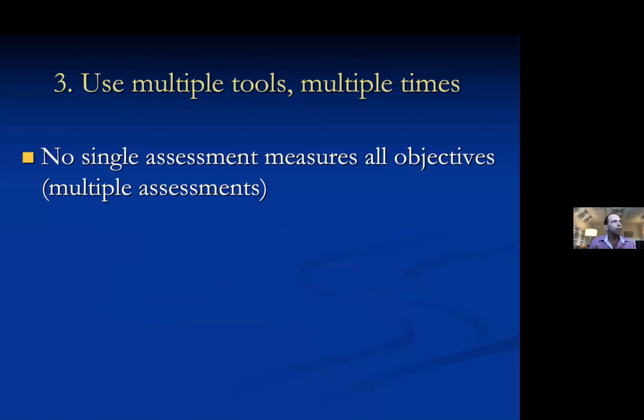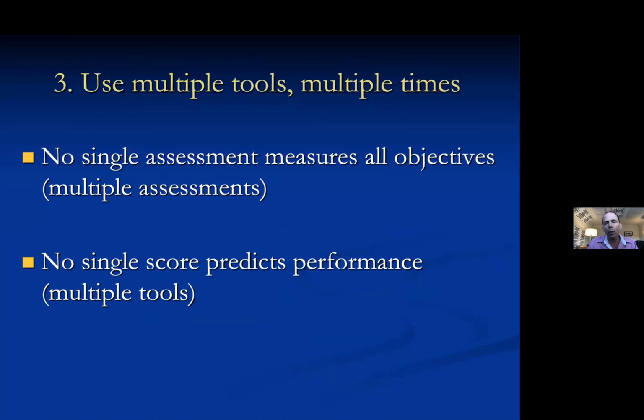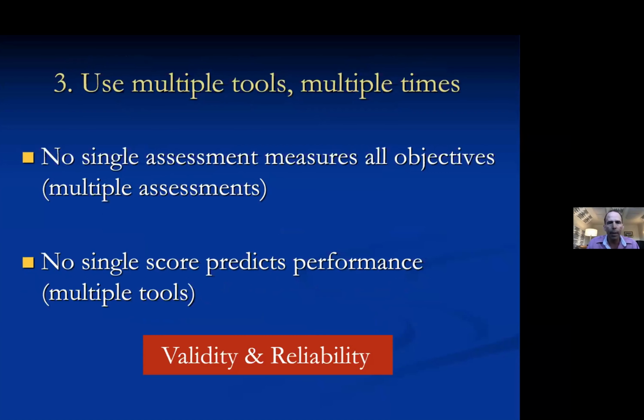Because of this second principle, the third principle is that we must therefore use multiple tools multiple times, because no single assessment measures all your objectives. So you must have many. And no single score is going to predict performance of a student who's required to do multiple different things and know multiple facts about things. And this brings up the concept of validity and reliability.